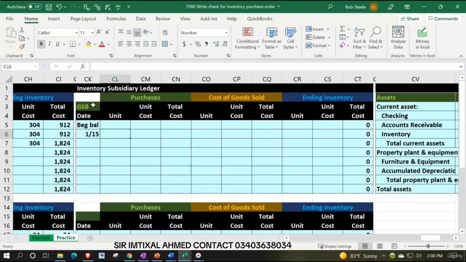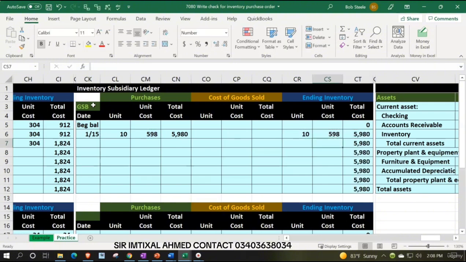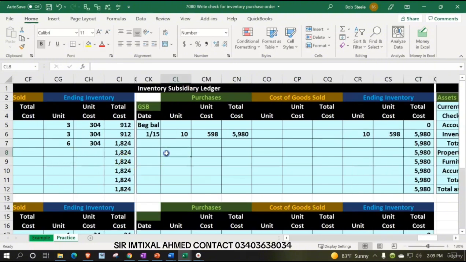On these items, we're going to buy 10 of those, and they cost apparently $5.98. So we're going to say that we have 10 times $5.98, pulling that over to the ending inventory, 10 and 10 times $5.98. Okay, so that's what we're going to be purchasing this time. So I think that all works out.